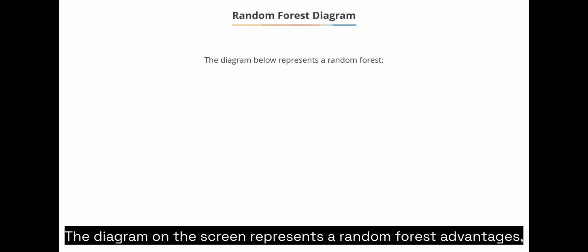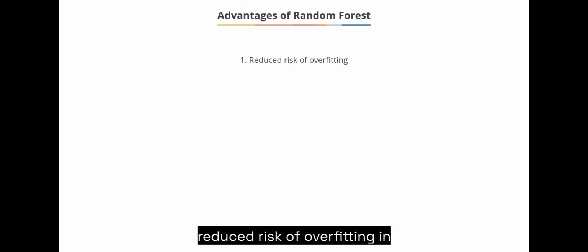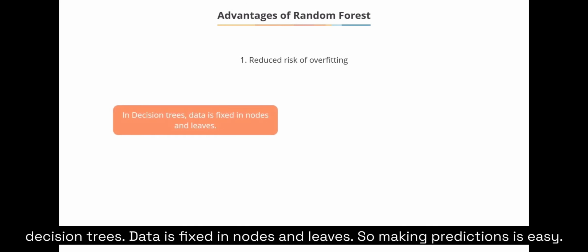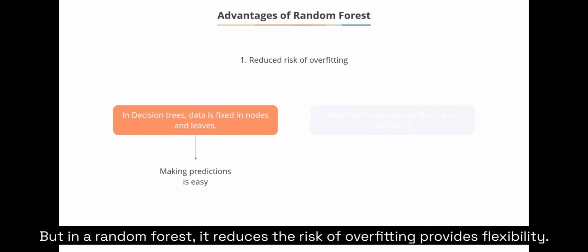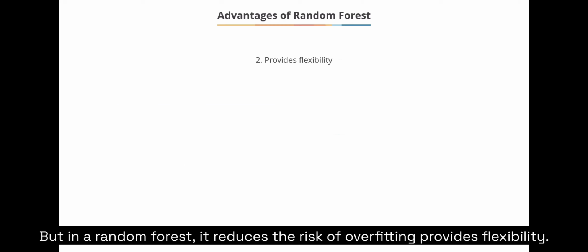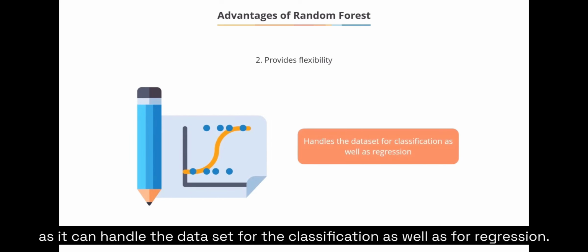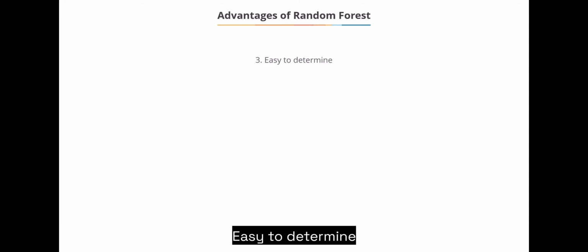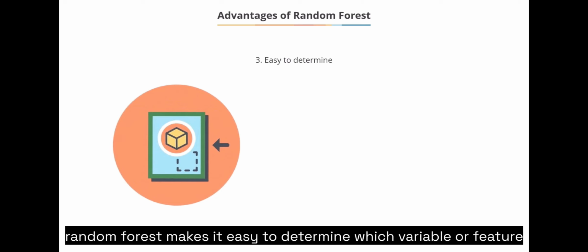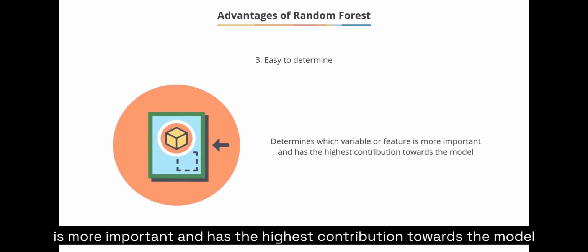The diagram on the screen represents a random forest. Advantages: reduced risk of overfitting. In decision trees, data is fixed in nodes and leaves, so making predictions is easy. But a random forest reduces the risk of overfitting and provides flexibility. Random forest is the most popular method, as it can handle the data set for classification as well as for regression. Easy to determine. Random forest makes it easy to determine which variable or feature is more important and has the highest contribution towards the model.